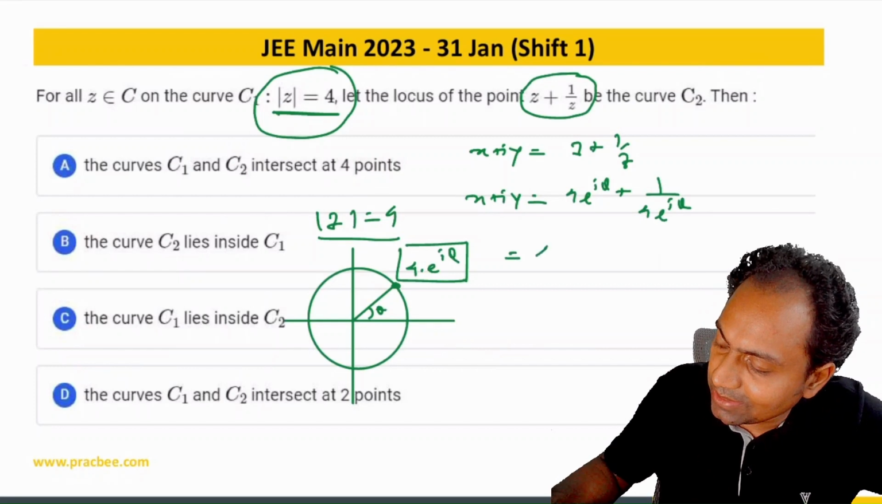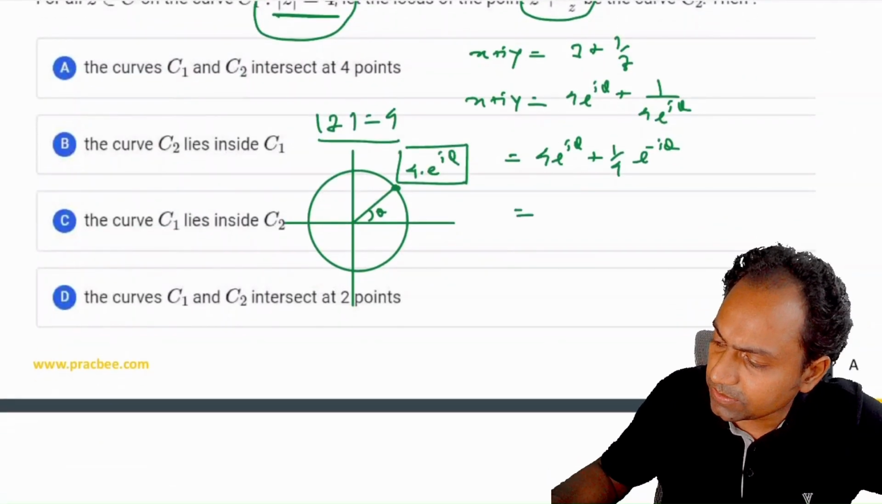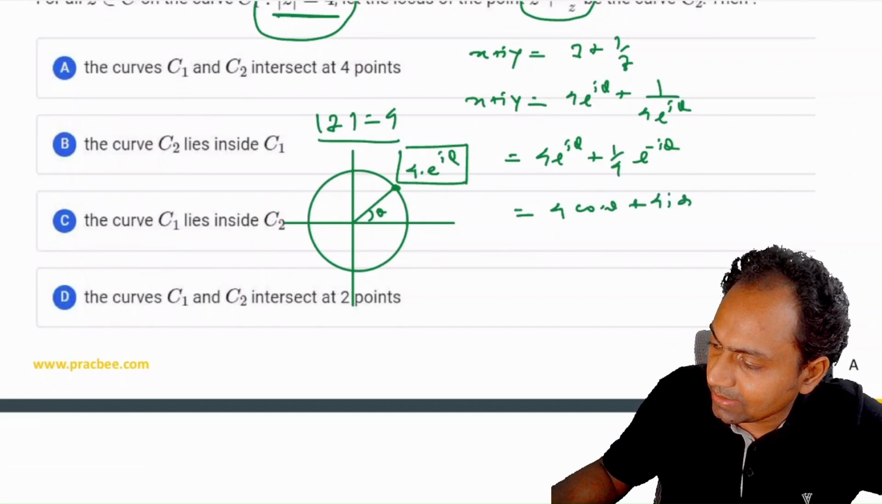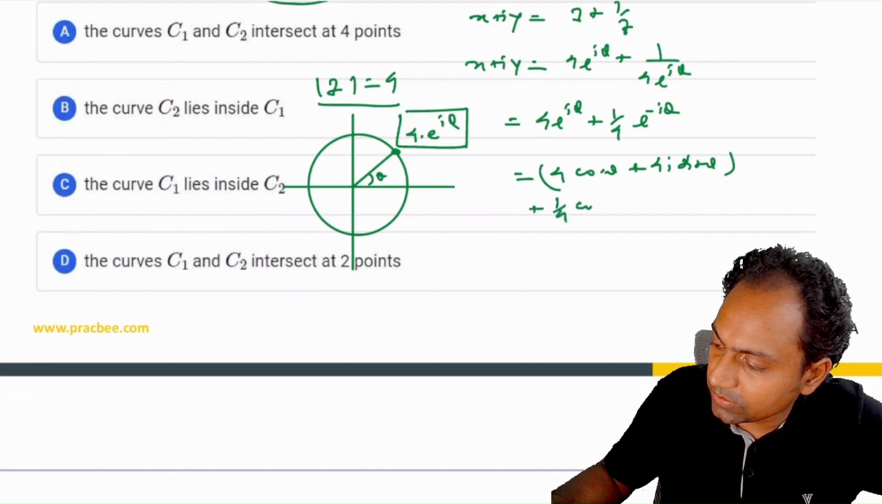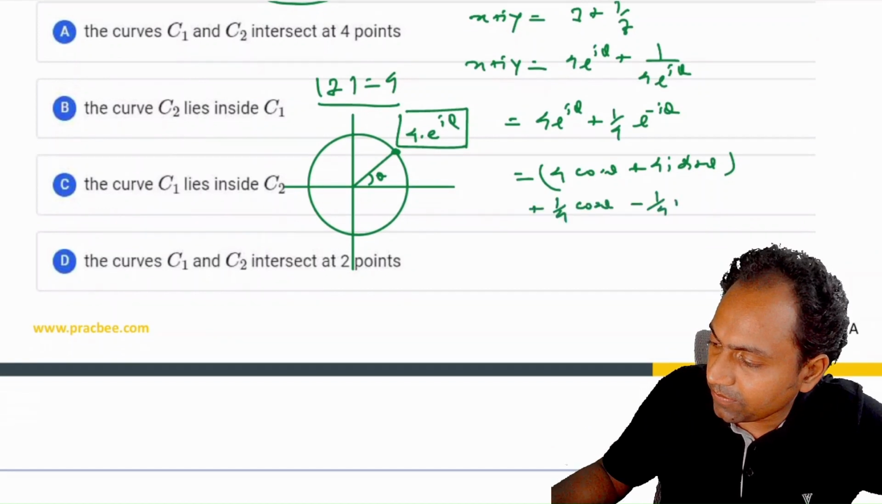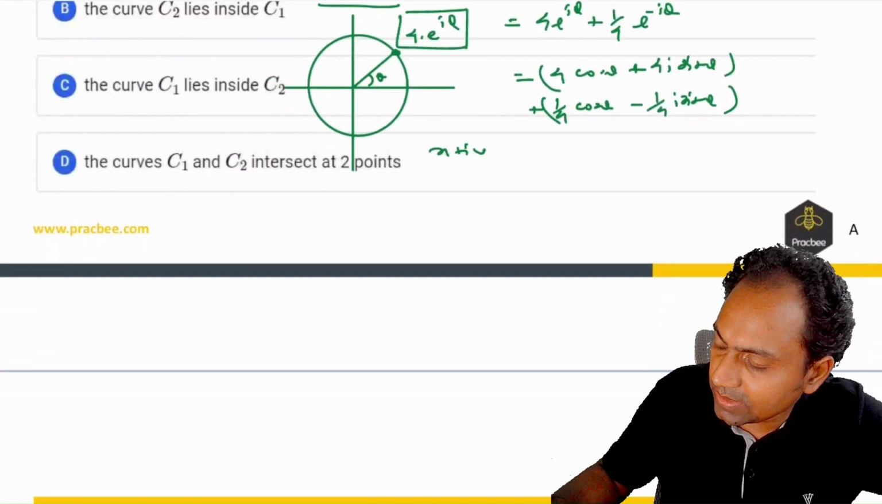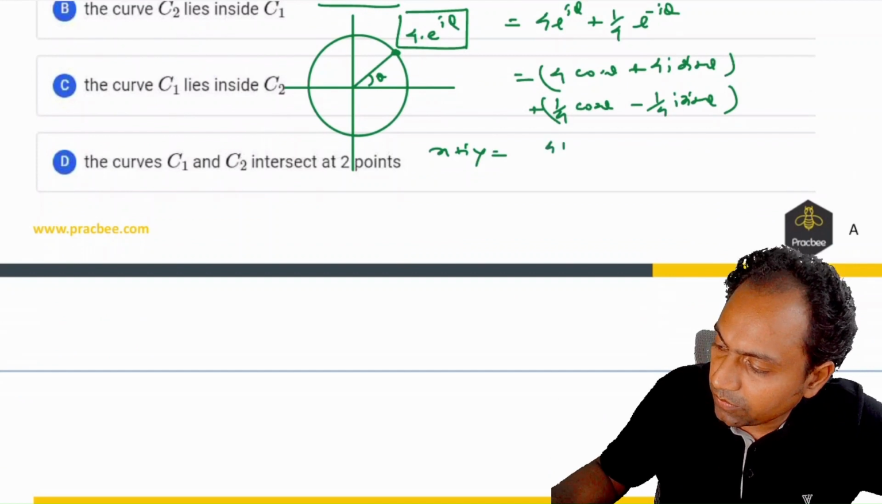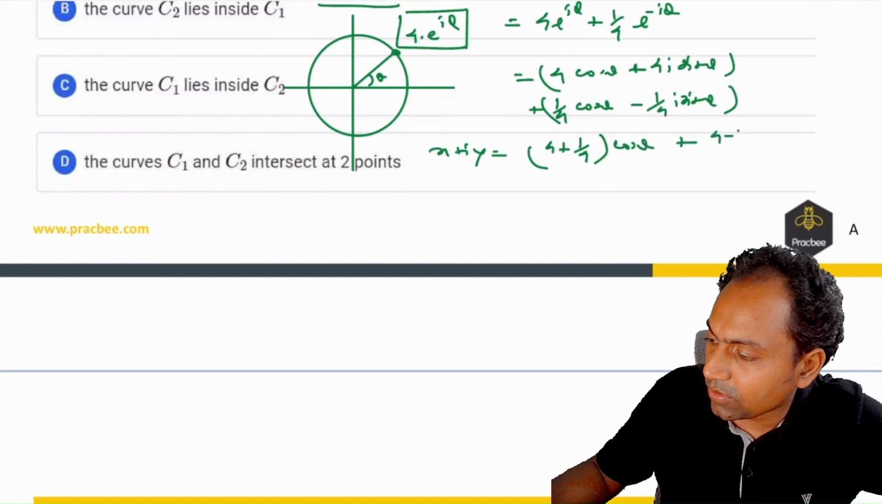And if I simplify this, it is 4 e raised to the power i theta plus 1 by 4 e raised to the power minus i theta. And again, if I simplify this, what I am going to get is 4 cos theta plus 4 times i sin theta. And the next part becomes nothing but 1 by 4 times cos theta minus 1 by 4 times i sin theta. And now if I write x plus iy, that is nothing but 4 plus 1 by 4 times cos theta, and then 4 minus 1 by 4 times i sin theta.